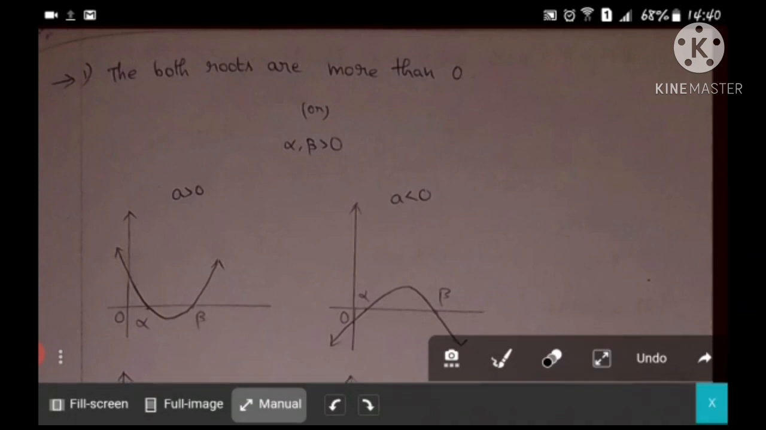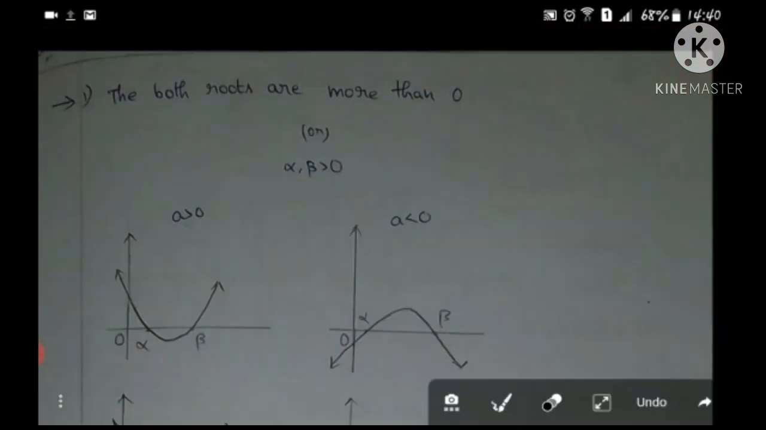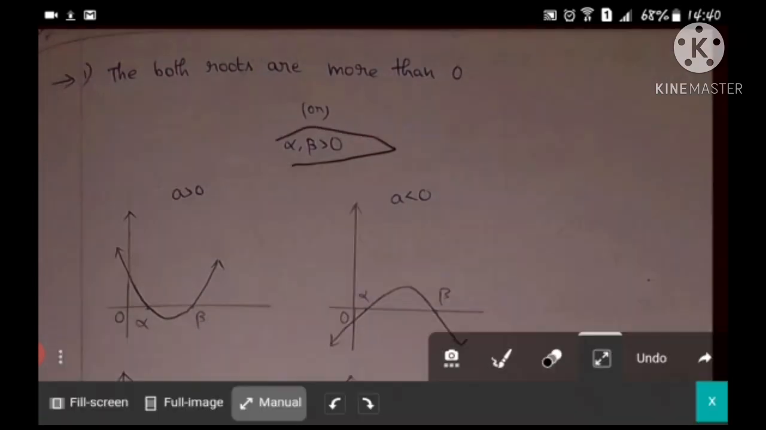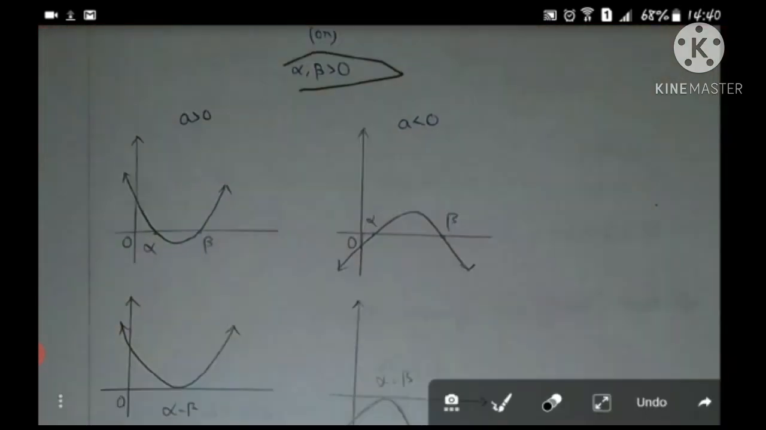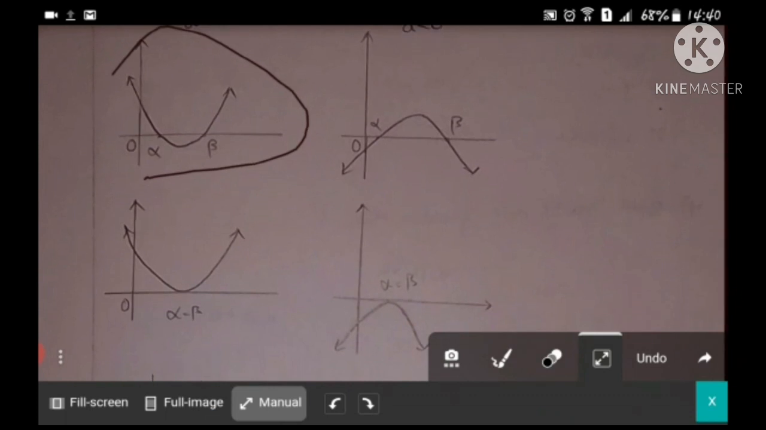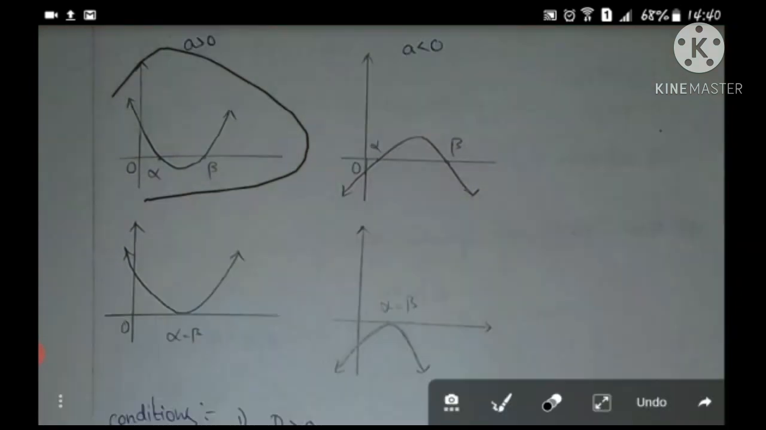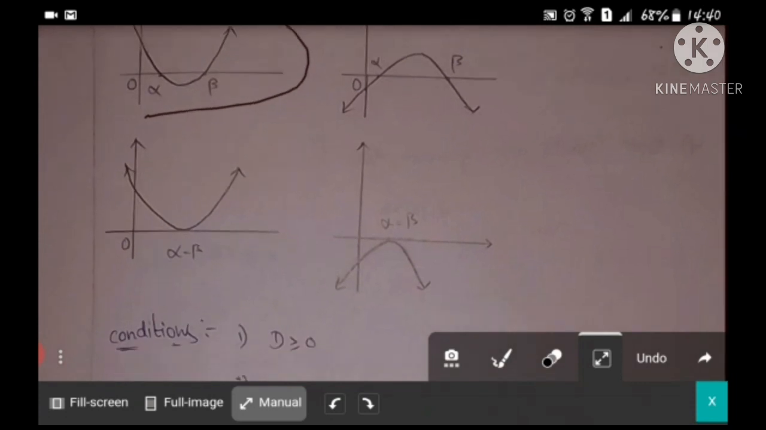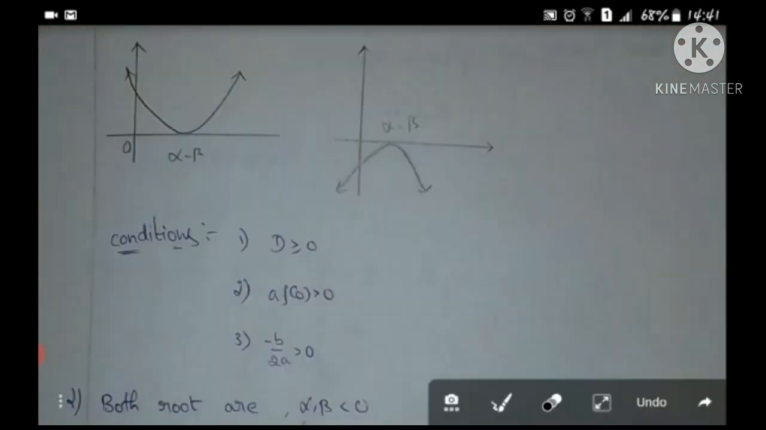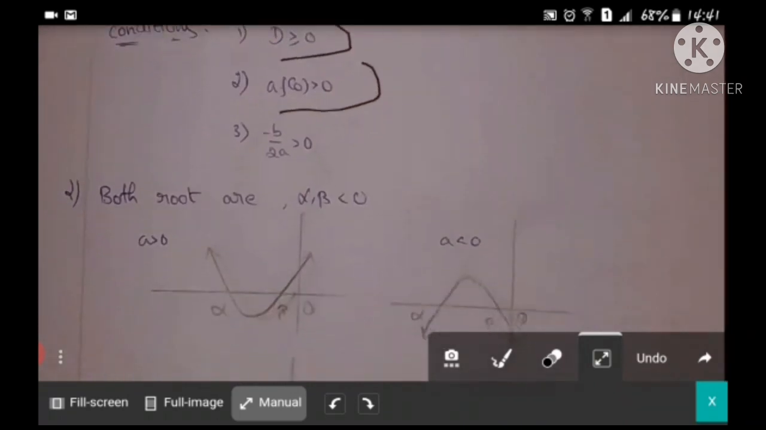Both roots are more than 0. Here, alpha and beta are the roots of an equation. The both roots are greater than 0. Then let's see the graphs of them. If a is greater than 0, the parabola is upward. Then we get a graph like this, and it can be alpha is equal to beta. Then we can write a graph like this. If a is less than 0, these are the two graphs of this. And then here the conditions are delta is greater than or equal to 0, and a into f of 0 is greater than 0, and minus b by 2a is also greater than 0.